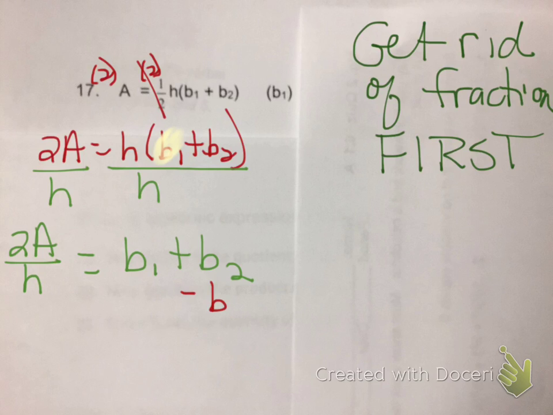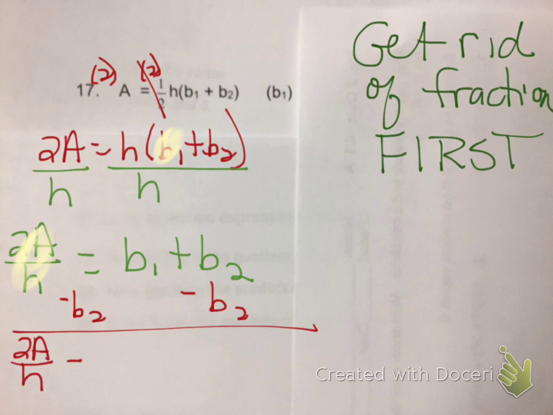Okay, now we're solving for b sub 1, so we're going to subtract b sub 2 from both sides. Now notice, that is a fraction right here, minus b sub 2. So don't try to put the b sub 2 up with the 2A. We have to subtract it from that whole fraction. So it's 2A over h minus b sub 2. Make sure that you do not put the b sub 2 up in the numerator with the 2A. If you do, it will be wrong.